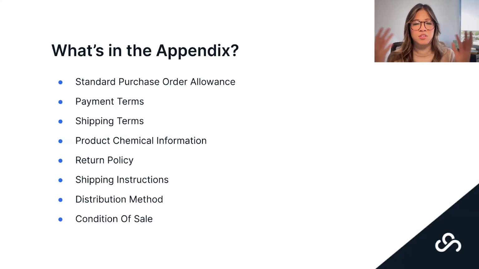Shipping instructions, distribution method, condition of sale. These are more just, again, you're adhering to Walmart's standards on how you'll be shipping, what it should look like when it gets to Walmart, when it gets to the product, and things like that. So I would say the top 5 to 6 are usually going to be the ones that most suppliers care about and think about when you are negotiating things like this with the Walmart team.